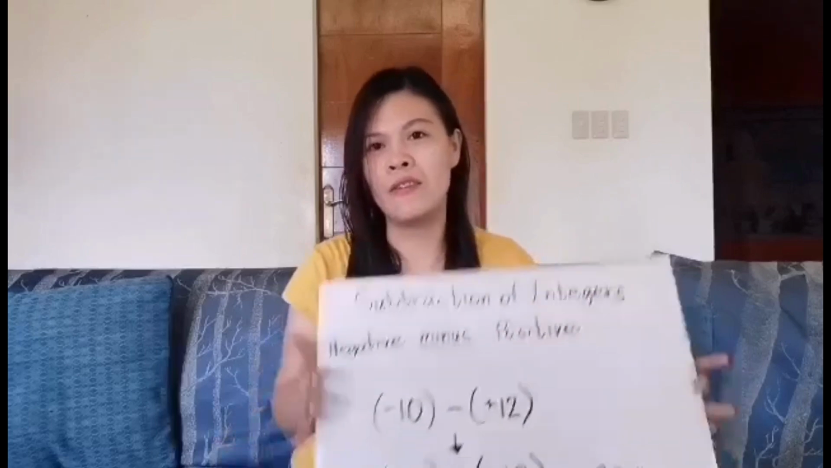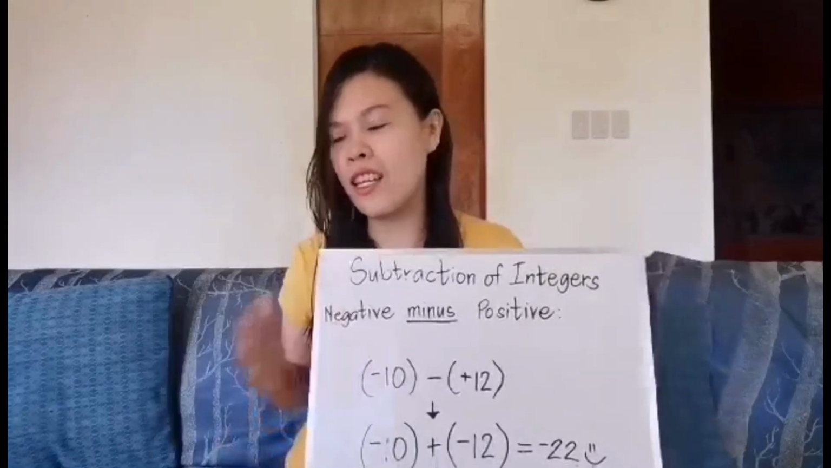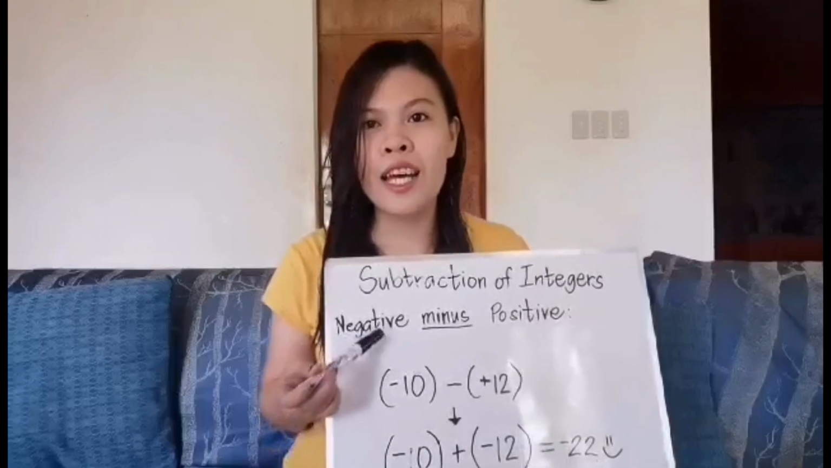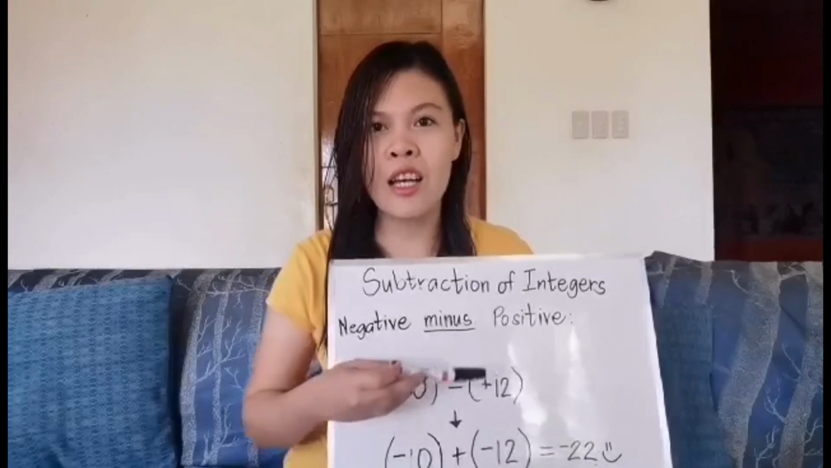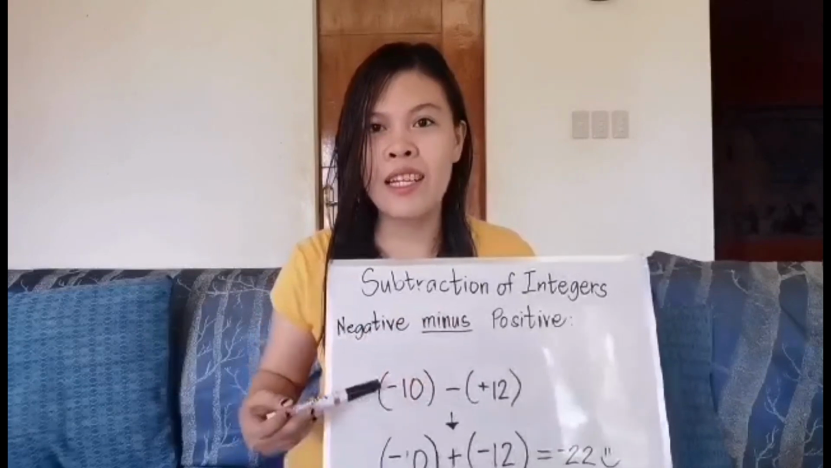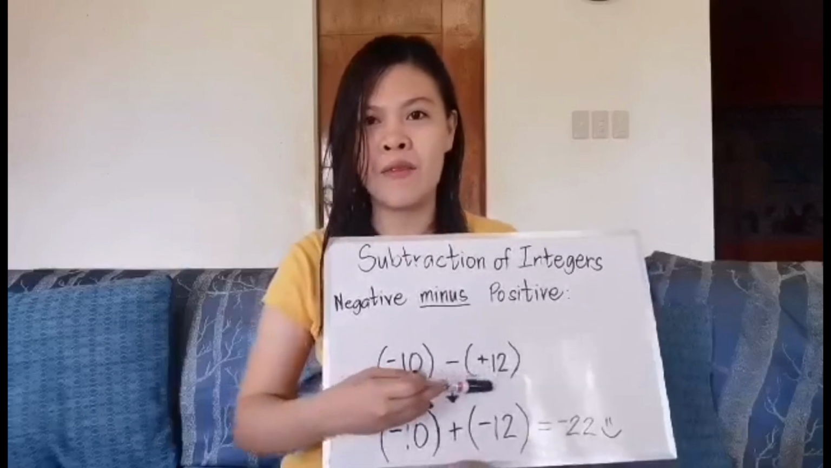Got it, math lovers? Okay, let's have the last case. Recap: we are done with positive minus positive, negative minus negative, and positive minus negative. Now, the last case: negative minus positive. Same numbers, 10 and 12. Negative 10 minus positive 12.